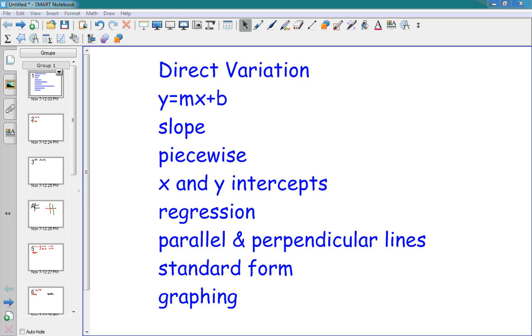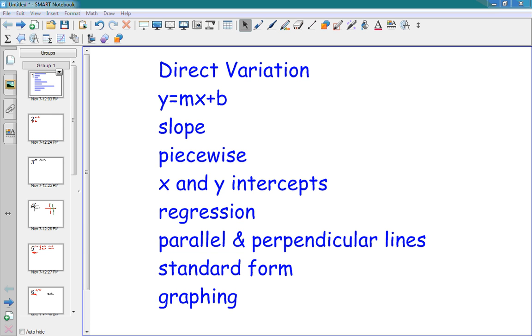There's 25 questions. Problems you're going to have on there: direct variation, y equals mx plus b, slope, piecewise, x-intercepts, regression, parallel, perpendicular line, standard form, and graphing. So let's quickly go through all of that. And whenever I say quickly, I'm going to fly.